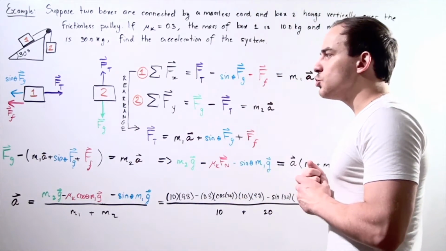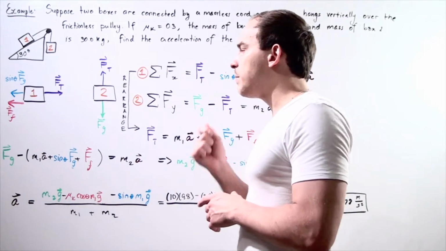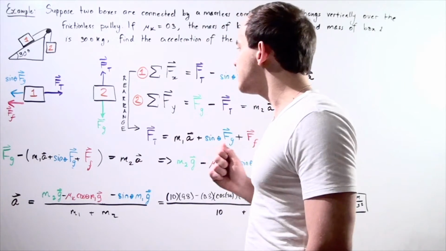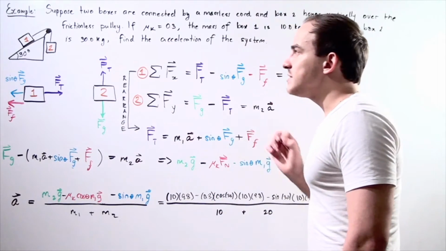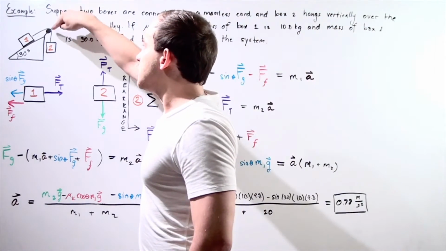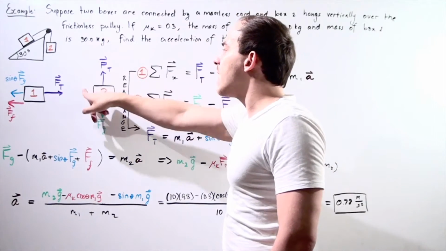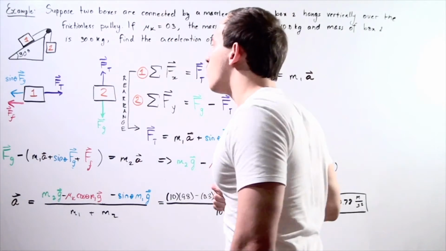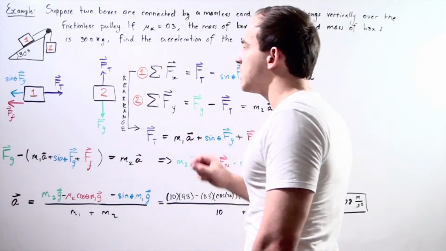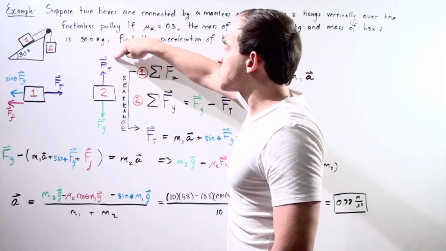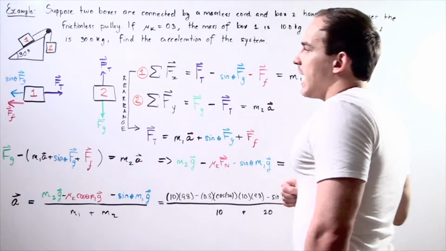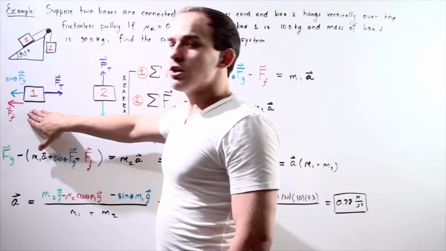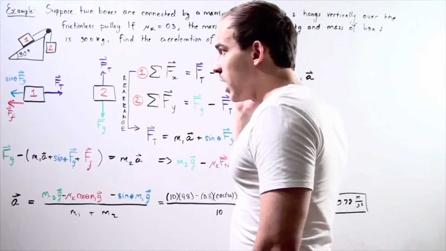So box number 2 is being pulled downward by the force of gravity. So let's label that with F subscript G in green. At the same time, the tension in the rope is pulling our box number 2 upward along the y-axis. So let's call the tension in the rope F subscript 2 subscript T with the purple color. Now, at the same time, let's look at what's happening with box number 1.